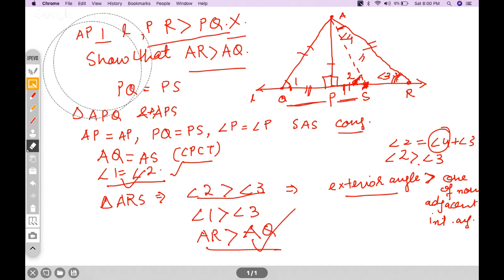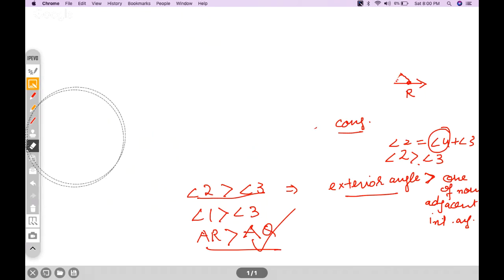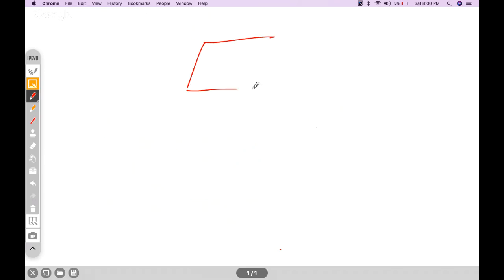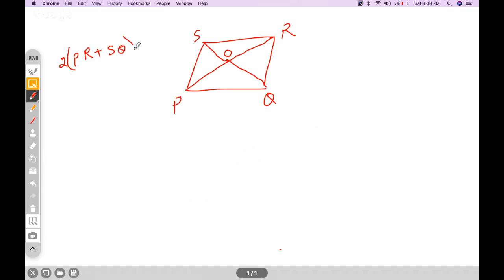Now it's already time, but one question one of you did not understand, so I will explain it once more. This was PQRS, and there was a point O here. I told you that 2 times PR plus SQ is greater than PQ plus QR plus SR plus PS. So how will you do it? You will take these triangles 1, 2, 3, 4.